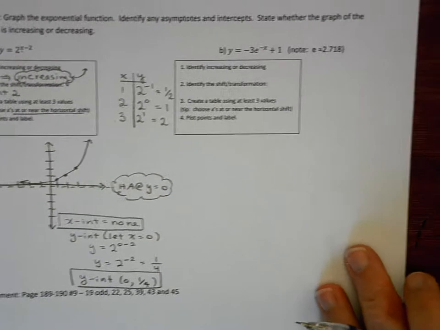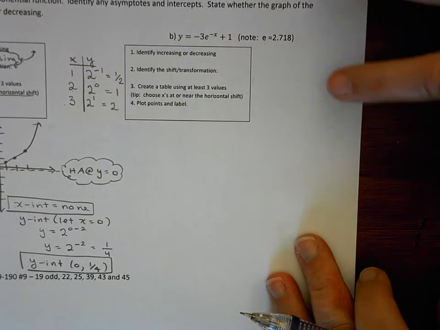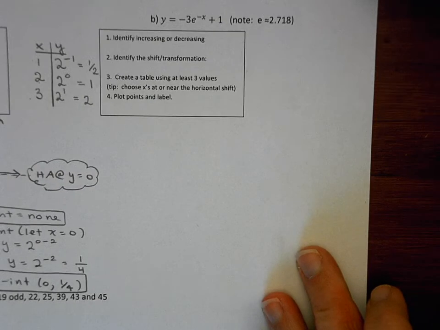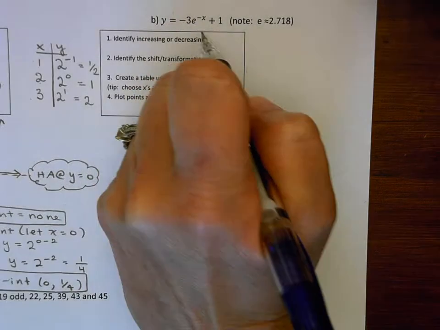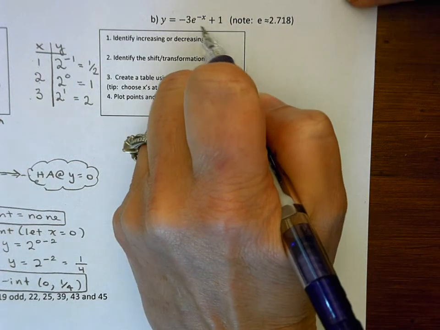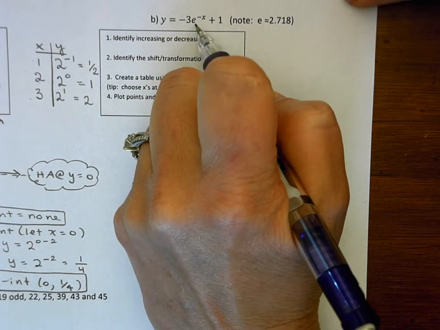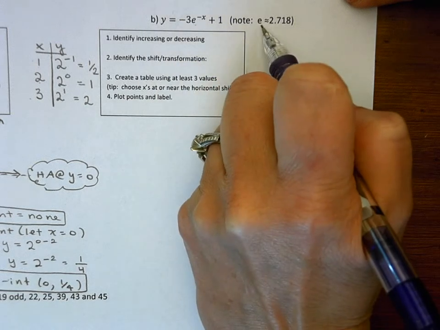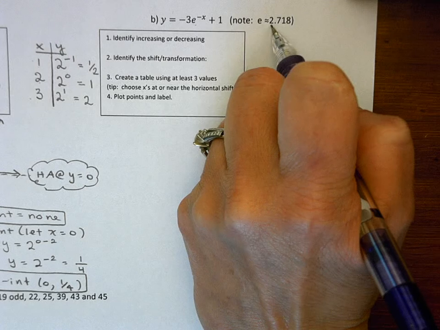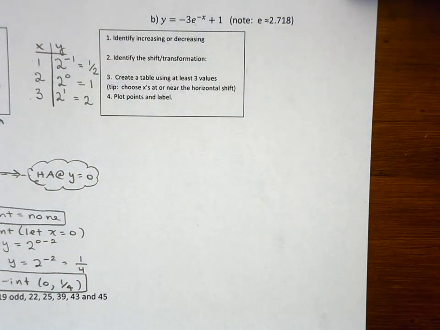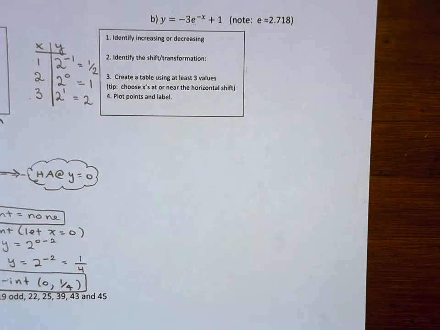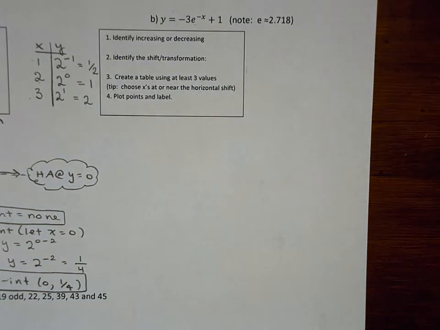So now let's take a look at this next one. Okay, so this next one, there's quite a bit here that's a little bit tricky. So increasing, decreasing, that sort of thing. And then I have e, and so we studied e last year, but just as a reminder, e is like pi, it's just an irrational number, but it is about 2.718, okay? All right, so now if I look at this, I have negative 3e to the negative x.